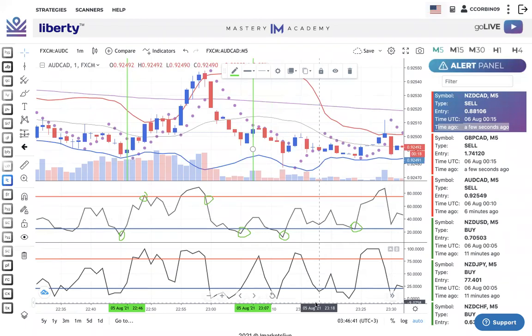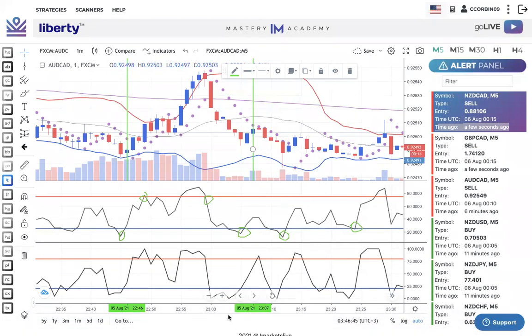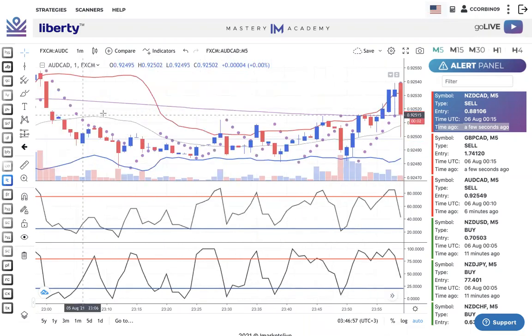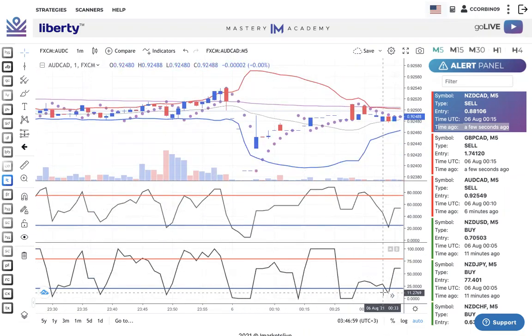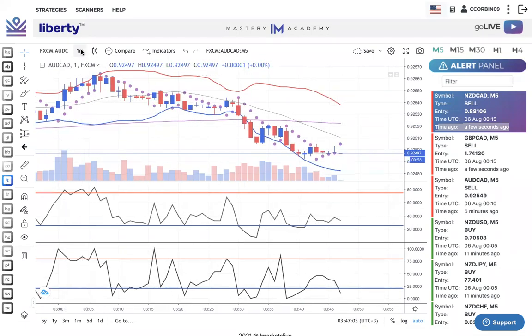So let me clear this off the screen again. Let me just go to the most recent candle, and let's put everything we just learned together to figure out how do we get the cleanest entry using the Liberty scanner based on this information that we just learned. So let's come over here. Let's put this on the 5.